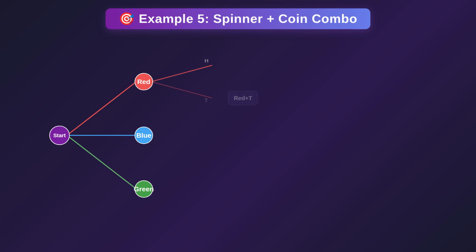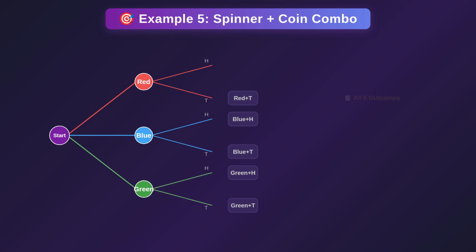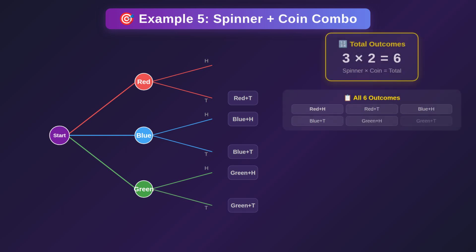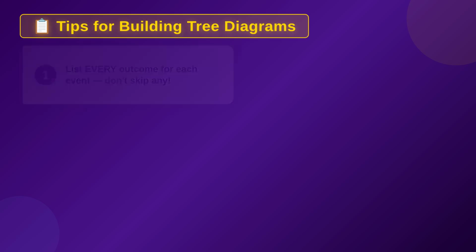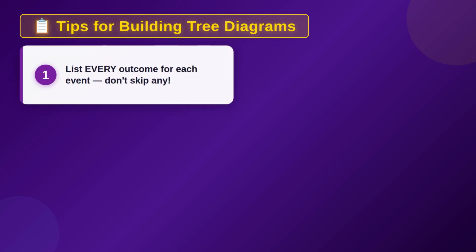Let's try one more. You spin a spinner with 3 equal sections, red, blue, and green. Then flip a coin. First, how many total outcomes? 3 spinner outcomes times 2 coin outcomes equals 6 total outcomes. Let's list the tree. Red heads, red tails, blue heads, blue tails, green heads, green tails. Now, what's the probability of landing on red and flipping heads? Only one path does that, red heads. So the probability is 1 out of 6. Tree diagrams make this so clear.